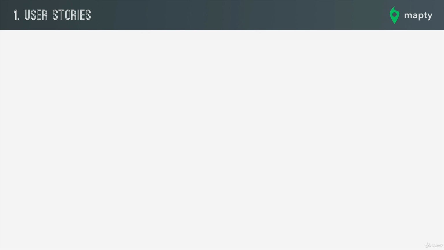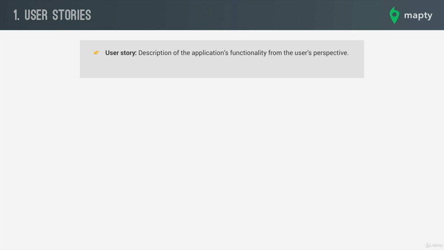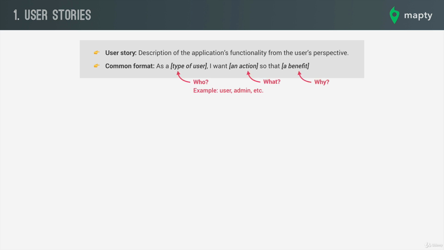And remember, a user story is essentially a description of the application's functionality from the user's perspective. And all user stories put together provide a clear picture of the application's whole functionality. Now, there are multiple formats in which we can write user stories, but the most common one is to write sentences with this format. So, as a certain type of user, I want to perform a certain action so that I can get a certain benefit. And so this format of the user story answers the question who, what, and why.